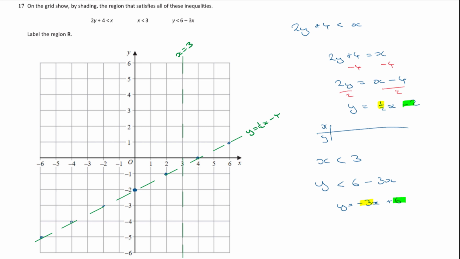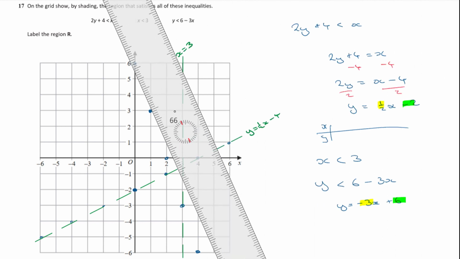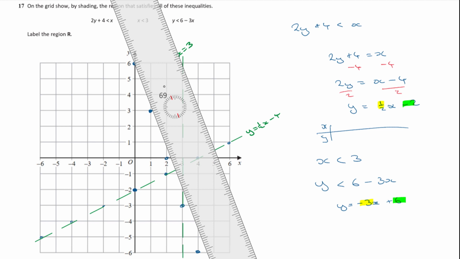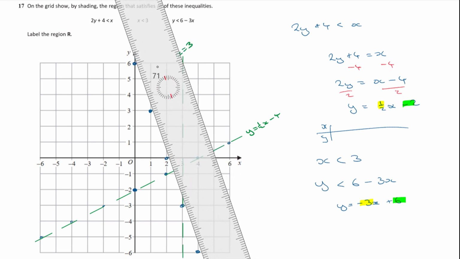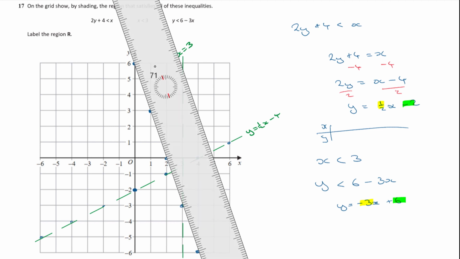Okay, so I can plot a point up here at (0, 6). The y-intercept is 6, and the gradient of minus 3 means for every one square we go along, we go 3 down. So 1 along, 3 down, 1 along, 3 down, 1 along, 3 down. It's a very quick and easy way of drawing the line using the gradient and the intercept, I find. Now again, this is strictly less than, so it's a broken line that you need to use for this one.